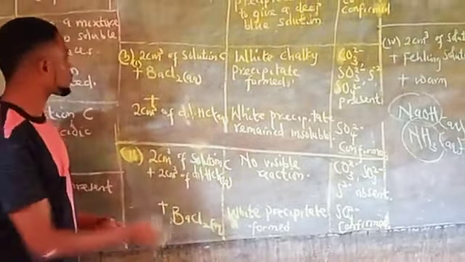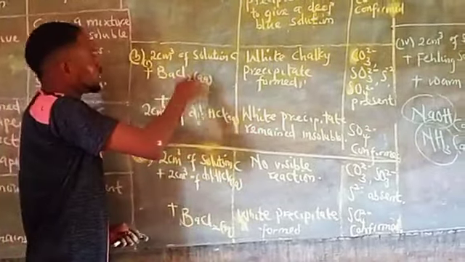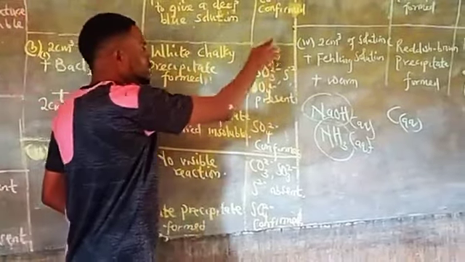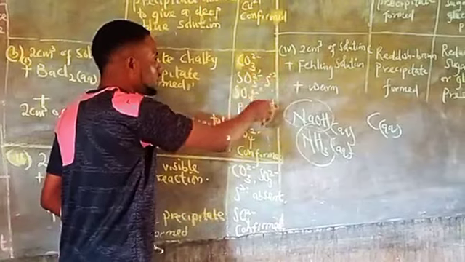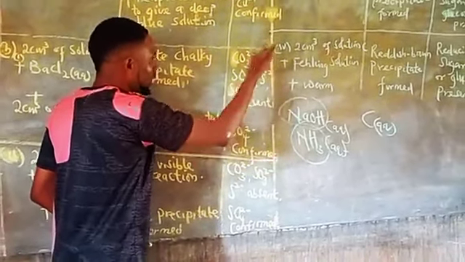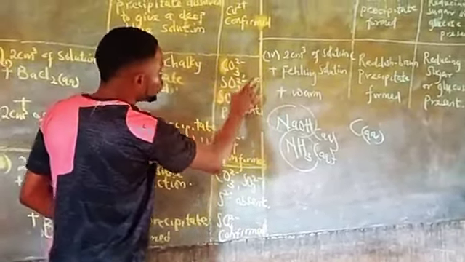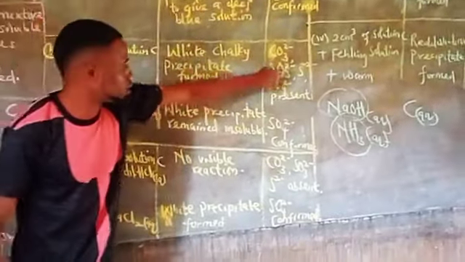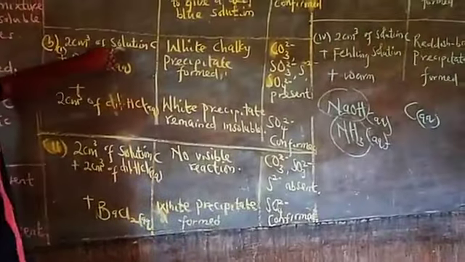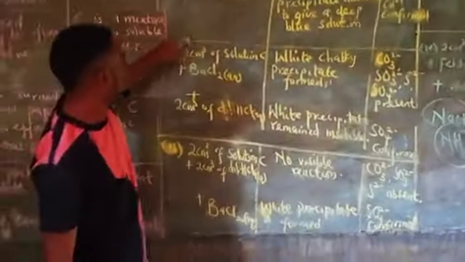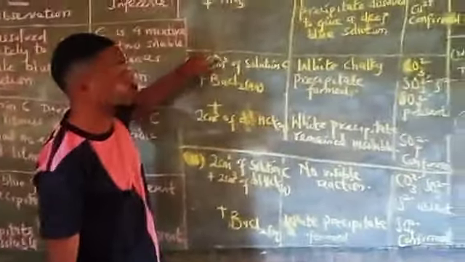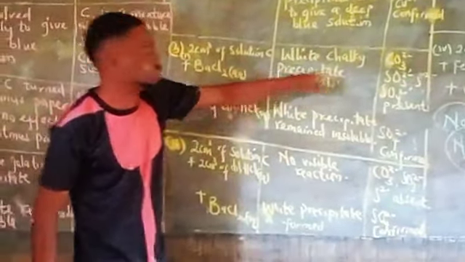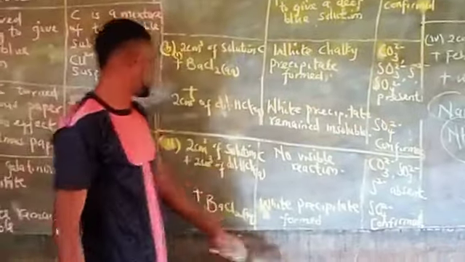Now be careful. If barium chloride comes first, a white chalky precipitate forms. Then CO3 2-, SO3 2-, SO4 2-, and S2- may be present. These are the ions that are present when you add barium chloride to the solution. Solution C, the third portion, add barium chloride. So a white chalky precipitate forms. These are the ions that are present.